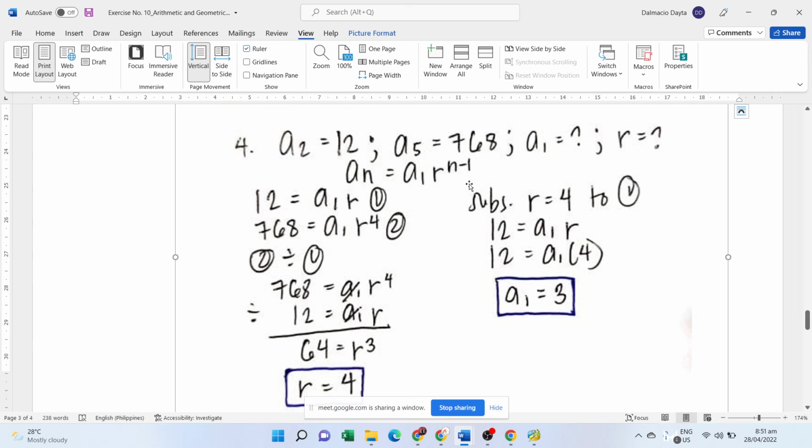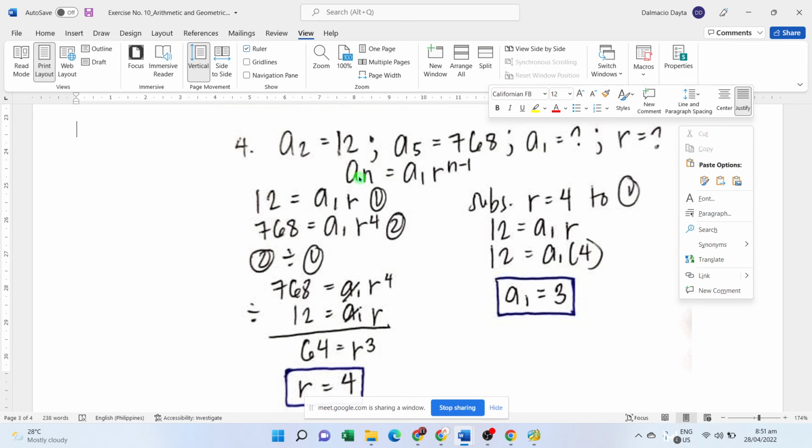Using the formula for a particular term of the geometric sequence, Raven substituted: a sub 2 is 12. So that will be a sub 1 times r raised to 1, since 2 minus 1 is the exponent n minus 1. The fifth term is 768. This is equal to a sub 1 r raised to 4, that is 5 minus 1. Now, again, we're going to eliminate one variable.